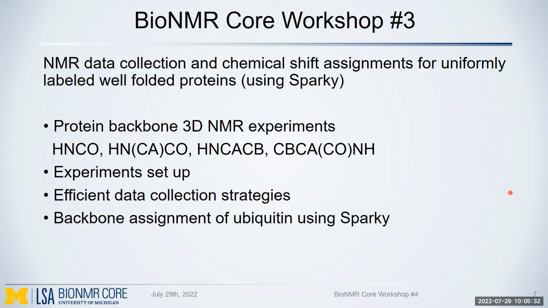In workshop number 3, there are mainly 4 parts. In the first part, Deb introduced protein backbone 3D NMR experiments. Several experiments were covered, and the major 4 experiments are HNCO, HNCACO, HNCACB, and CBCACONH. These 4 experiments are also the ones that we are going to use today for backbone assignment. In the second part, Deb talks about how to set up those experiments in TopSpin. Then he covered efficient data collection strategies for collecting those 3D NMR experiments. And finally, he demonstrated how to do the backbone assignment using Sparky.